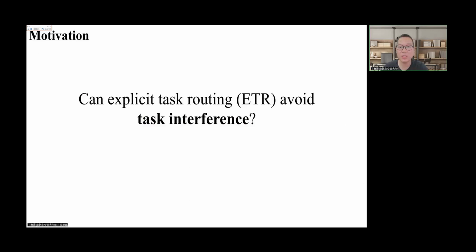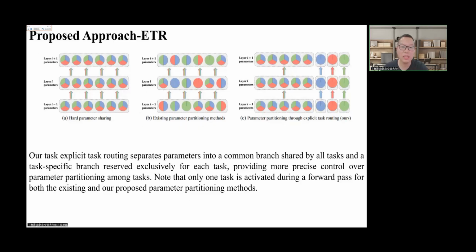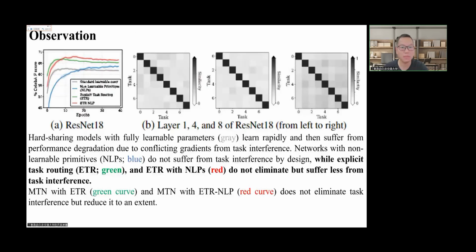Our second motivation is: can explicit task routing avoid task interference? As shown, this is our proposed ETR, explicit task routing. Our explicit task routing separates parameters into a common branch shared by all tasks and a task-specific branch reserved exclusively for each task, providing more precise control over parameter partitioning among tasks. Note that only one task is activated during a forward pass for both the existing and our proposed parameter partitioning methods.